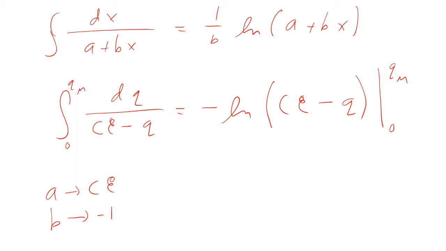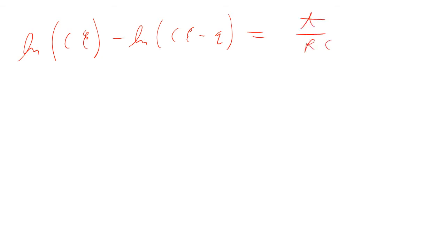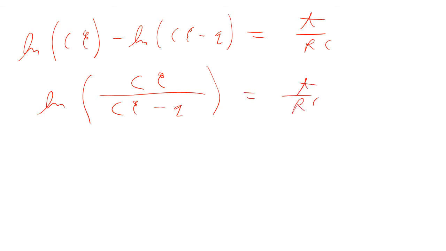So that's going to be natural log of C times EMF minus the natural log of C times EMF minus Q, and that's going to equal T over RC. So this is the natural log of C times EMF over C times EMF minus Q, evaluated here. So that's T over RC.